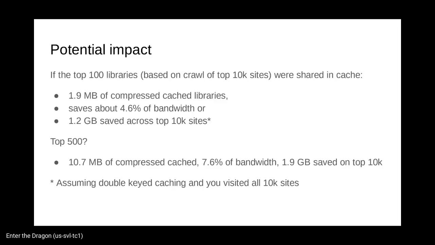Right. So this is why I have the percentages as well. If you were to visit some selection among the top 10K, I assume that you would hit somewhere around this percentage of cache savings. But obviously, we can do more precise math.